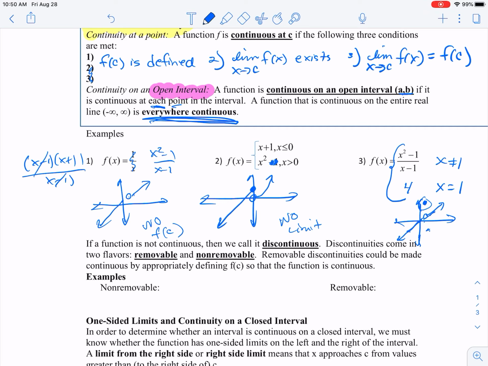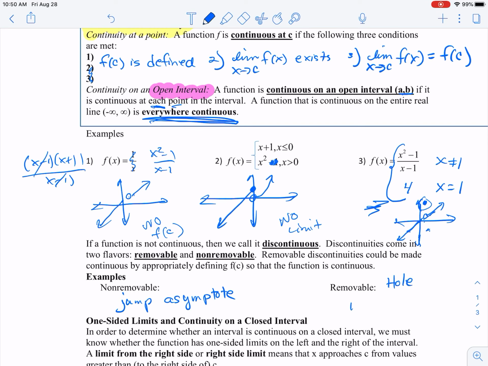So that's an example of all 3 of those conditions. Okay? If a function is not continuous, then we call it discontinuous. Discontinuities come in 2 flavors, removable and non-removable. Removable discontinuities can be made continuous by appropriately defining f of c. This is an example. All right, non-removable mean you have a jump or an asymptote. There's no easy way to fix that. Removable ones have a hole, and you can just define it.